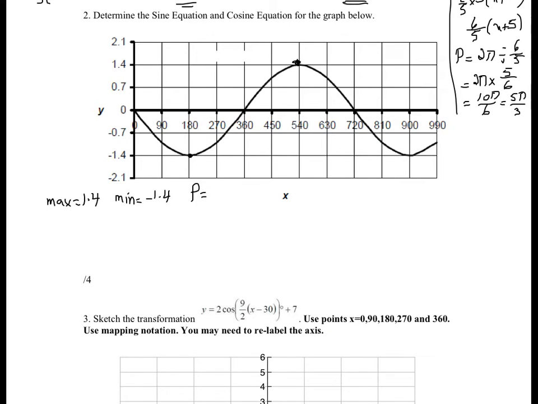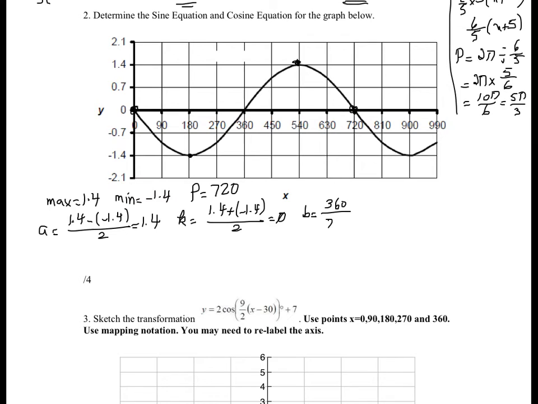The period of the function, if we start here, we're going to end here, so it's 720. So we know that a is max minus min divided by 2, which gives us 1.4. Our k is max plus min divided by 2, which is going to give us 0. Now b is 360 divided by the period, which is 720, which gives us 1/2.